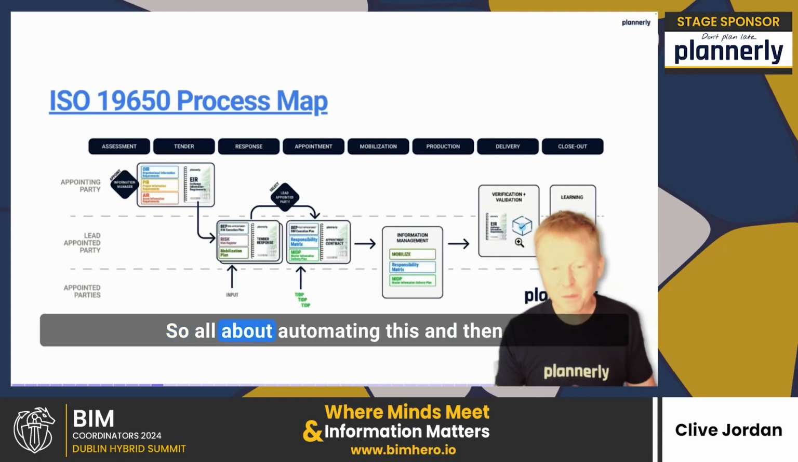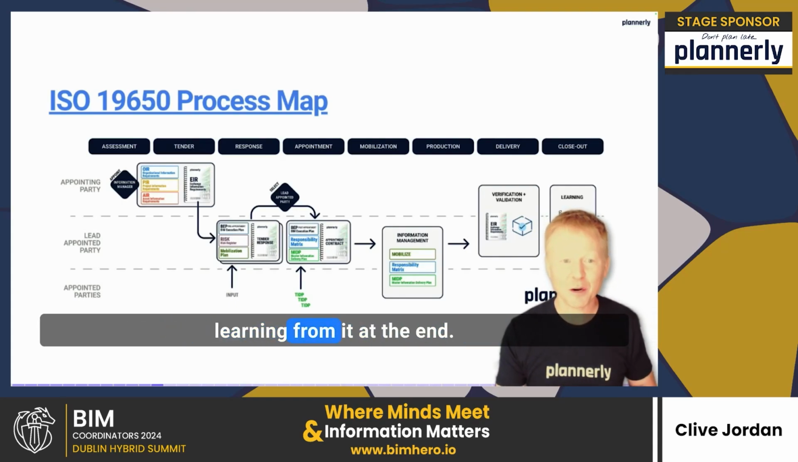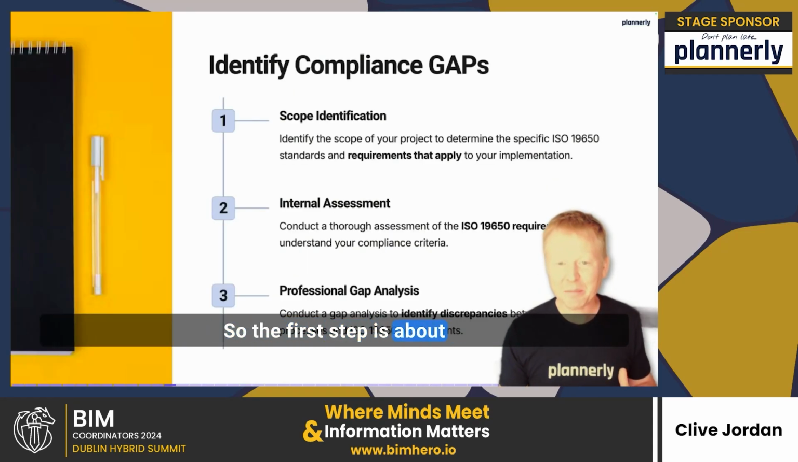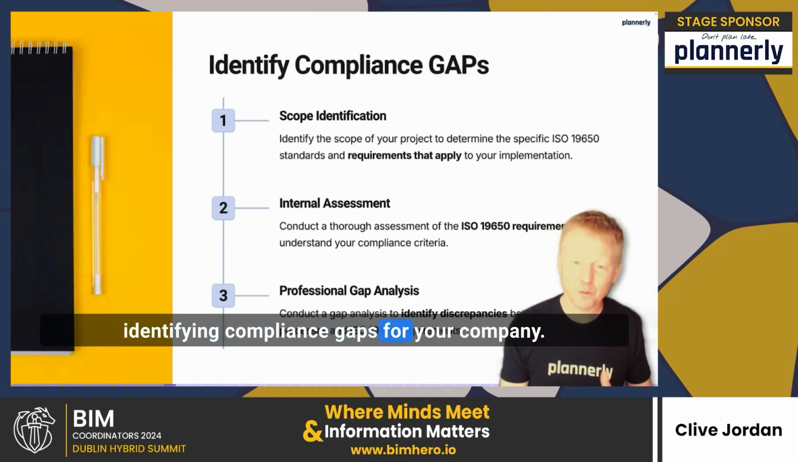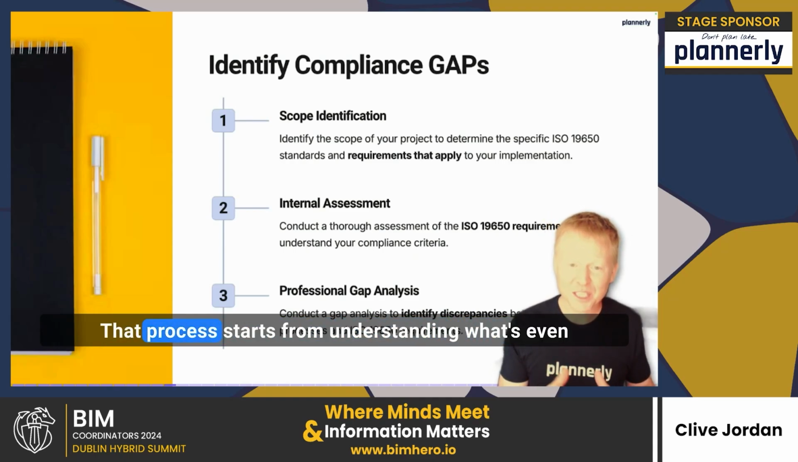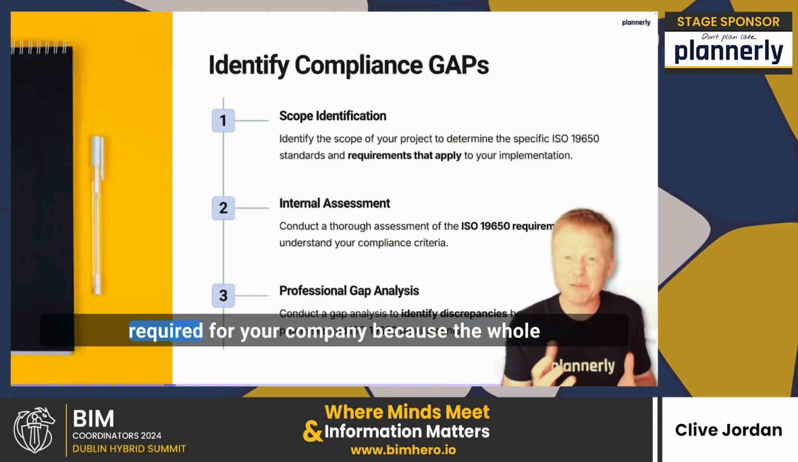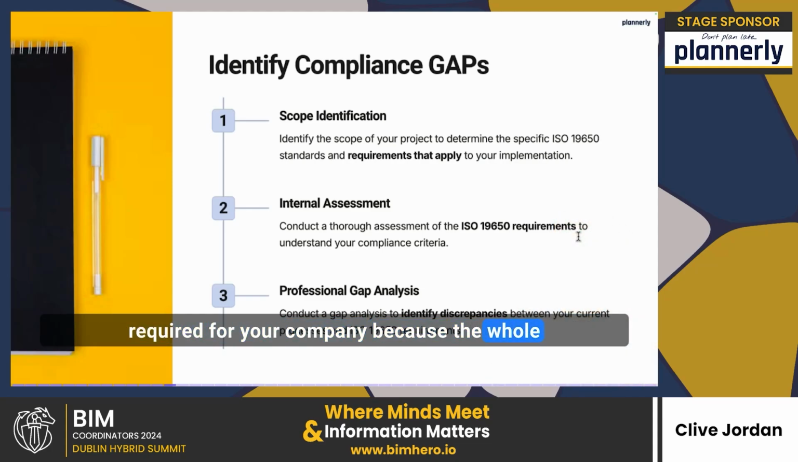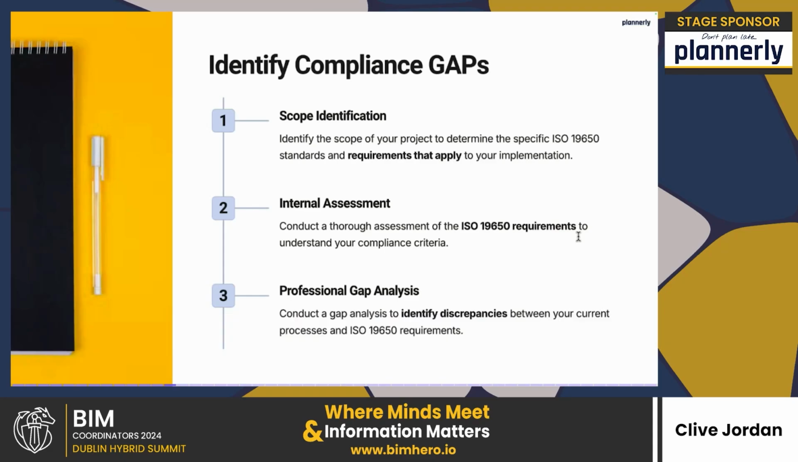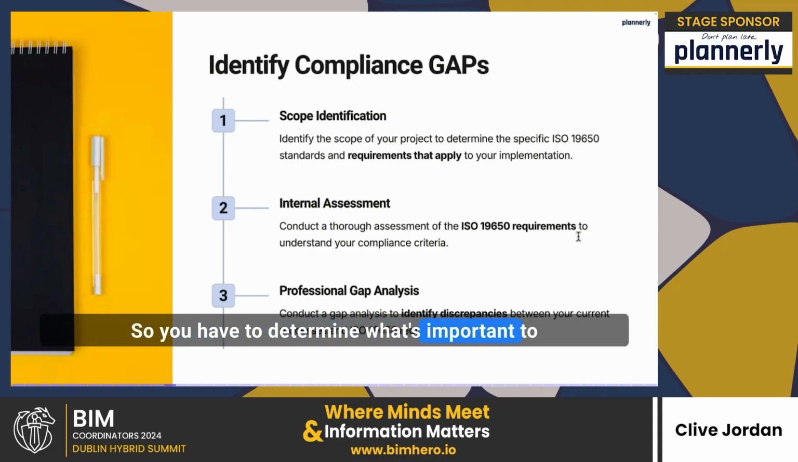So it's all about automating this and then learning from it at the end. The first step is identifying compliance gaps for your company. That process starts from understanding what's even required for your company, because the whole ISO 19650 workflow is applicable to many teams in that set of stages that we looked at. So you have to determine what's important to you, what requirements apply to your company.